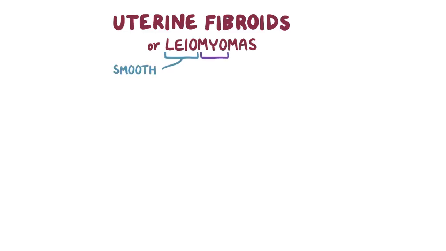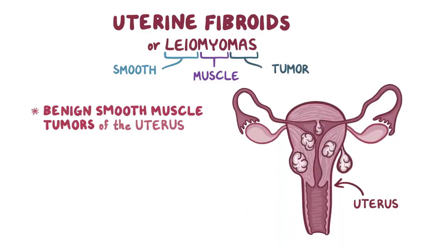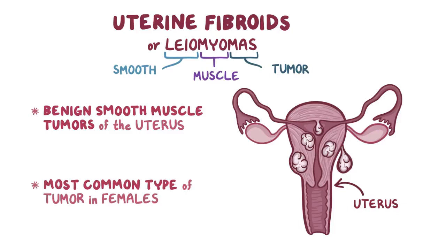Uterine fibroids are also called leiomyomas. Lyo means smooth, myo means muscle, and oma means tumor. So these are benign, smooth muscle tumors of the uterus. In fact, fibroids are the most common type of tumor in females.